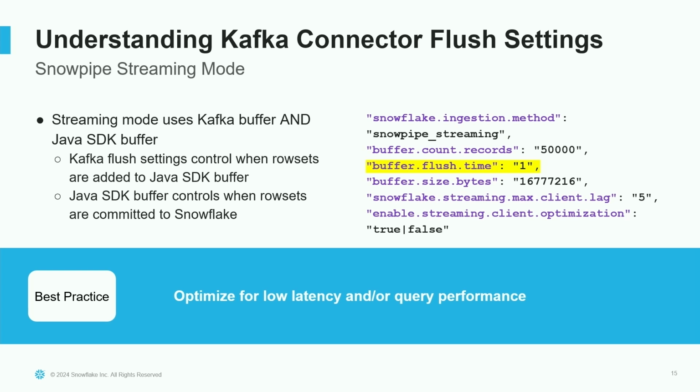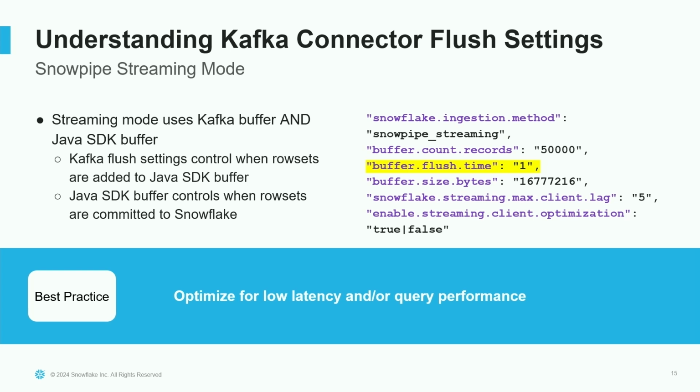This is the case where we're optimizing for low latency. We have the Kafka buffer flushing every 1 second. You'll see buffer size bytes set to 16 megs. That's the maximum recommended size for a single flush from the Kafka buffer into the SDK. And then I have a high count of records because really I want this to be flushing based on time. There are 3 separate things here, and it's good to really flush on 1 or 2 of them rather than on all 3 of them because it's more understandable. It's just going to flush every second, basically.